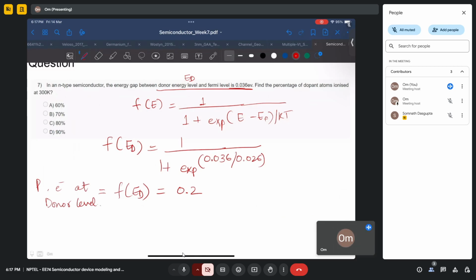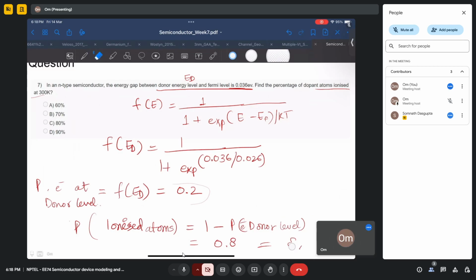Now we have to find the dopant atoms ionized at 300 Kelvin. So these will be the ionized ones. The probability of ionized atoms will be 1 minus P donor, which is 0.8 or 80%. Is this clear?